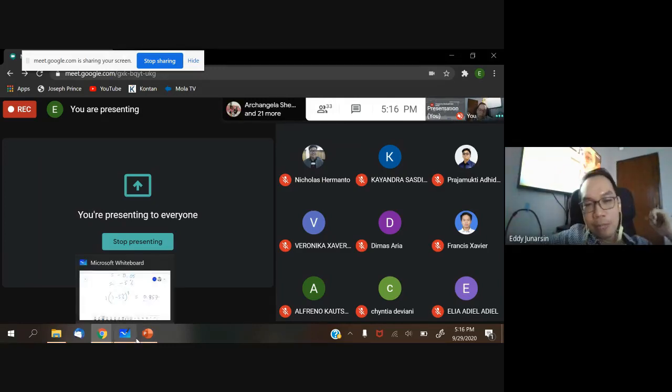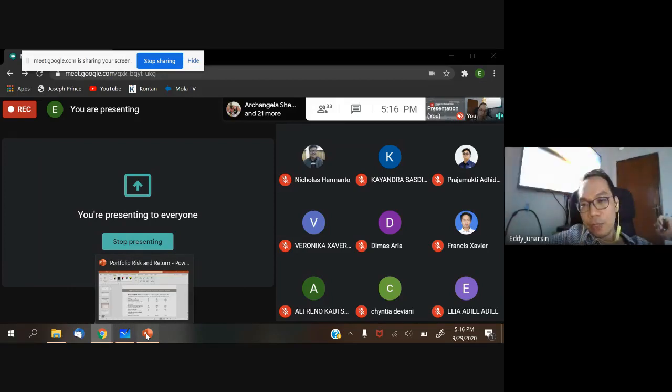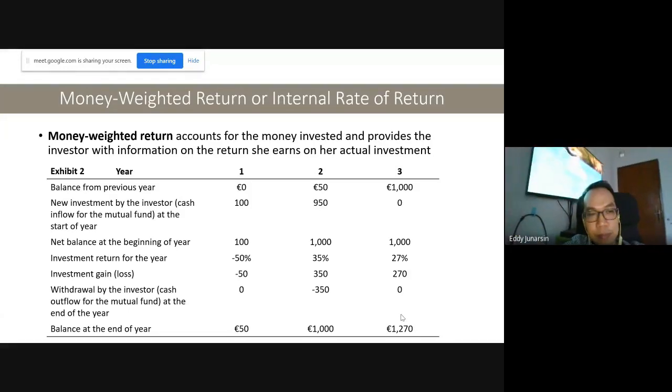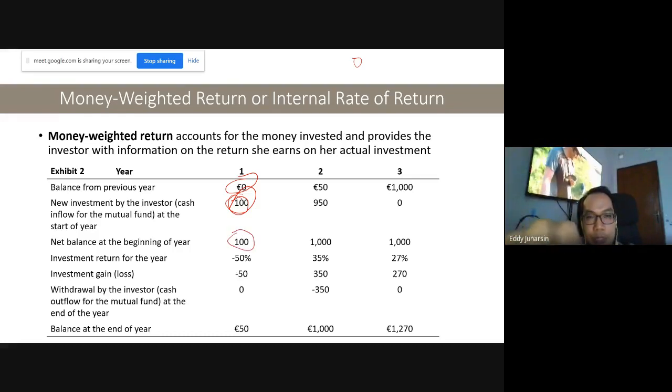So we'll continue with money-weighted return. Again, this is more suitable for an investor. We see an example here. So balance from the previous year, nothing, right? So we started today, so new investment at the beginning of year one. Beginning of year one means the end of year zero, the same thing. So at the beginning of year one, we invested 100, and so the net balance when we started year one was 100.